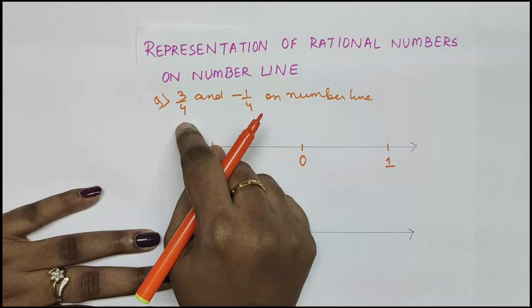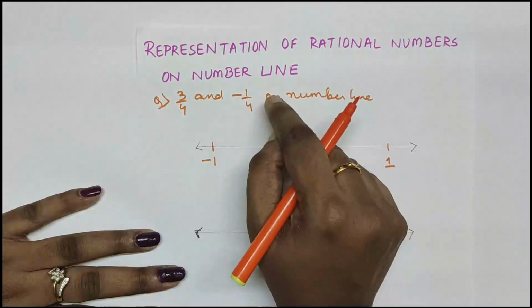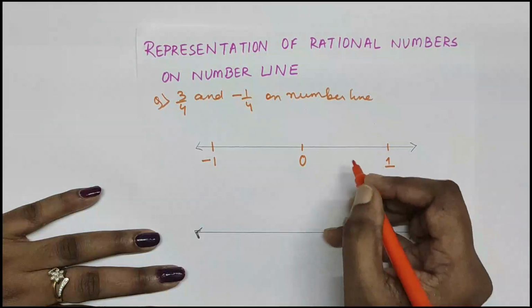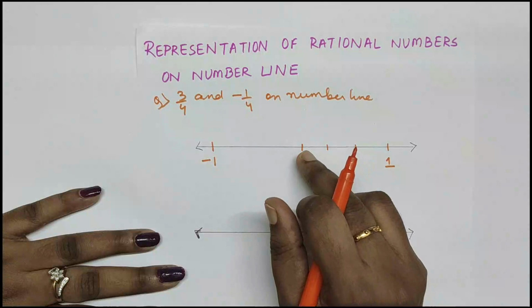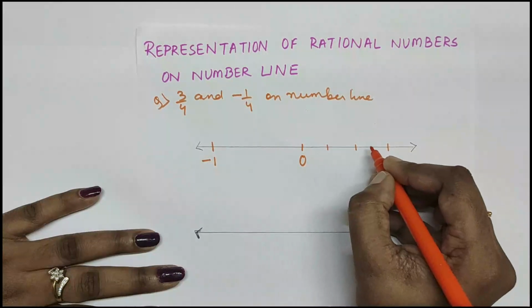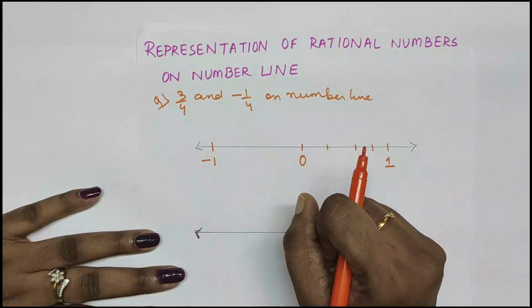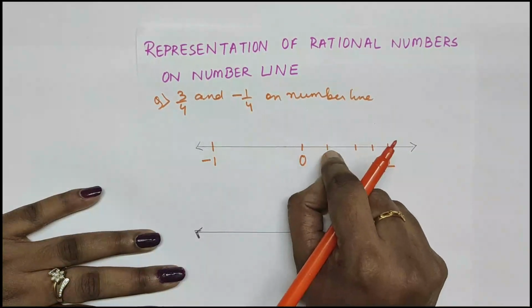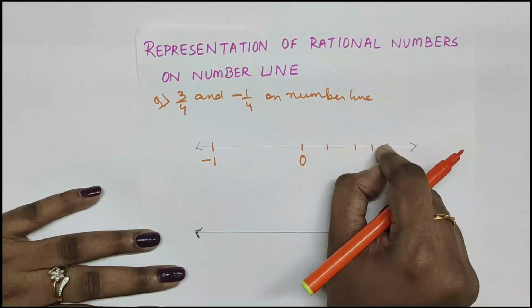Like here it has to be 4 parts, so that I can represent 3 by 4 and minus 1 by 4. So to divide it into 4 parts, I will make 1, 2 and 3. I will draw 3 lines. Actually it should be equal. So 1, 2, 3 and 4. So you can see there are 4 parts.